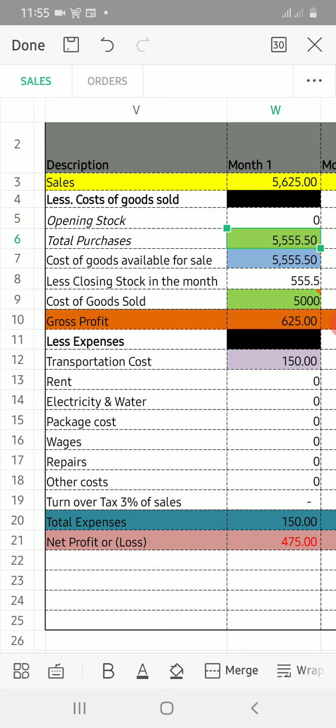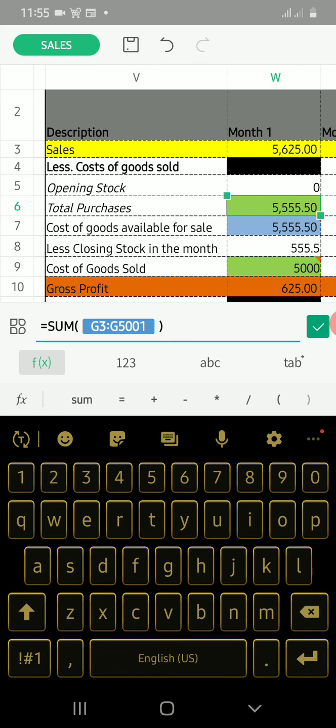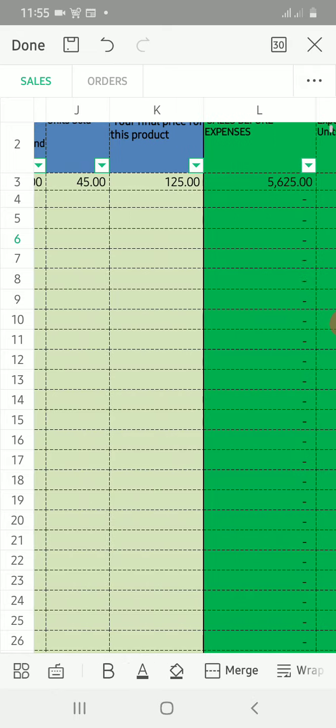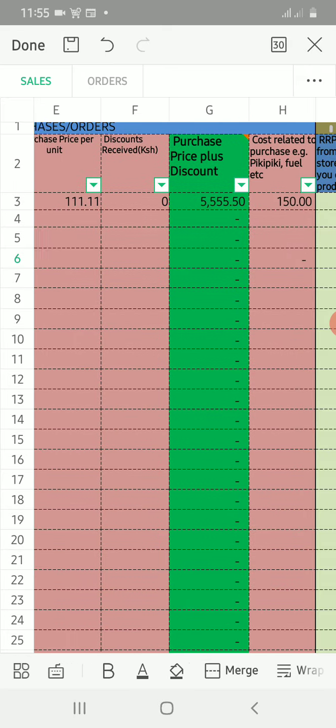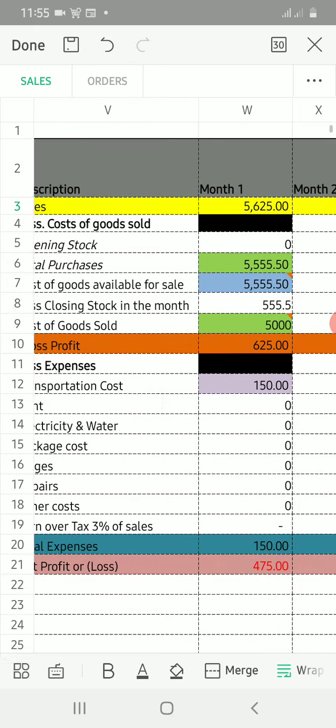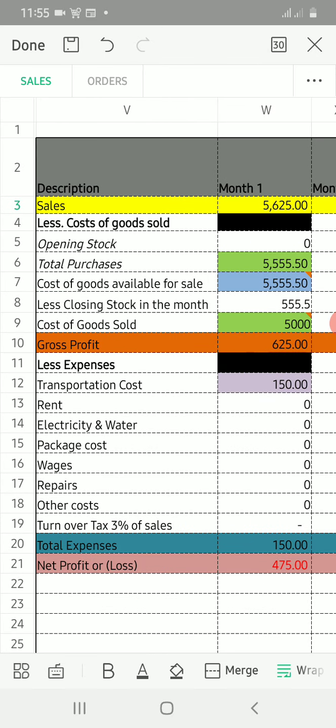Okay, then the total purchases, it is automated. It will update itself, which is 5,555.50, and this amount comes from this cell here. All right, the purchase price plus the discounts, but it will update itself when it comes to the income statement. Okay, let's go now to the next, which is the cost of goods available for sale, and in this case it will be the same as the total purchases because we didn't have an opening stock.